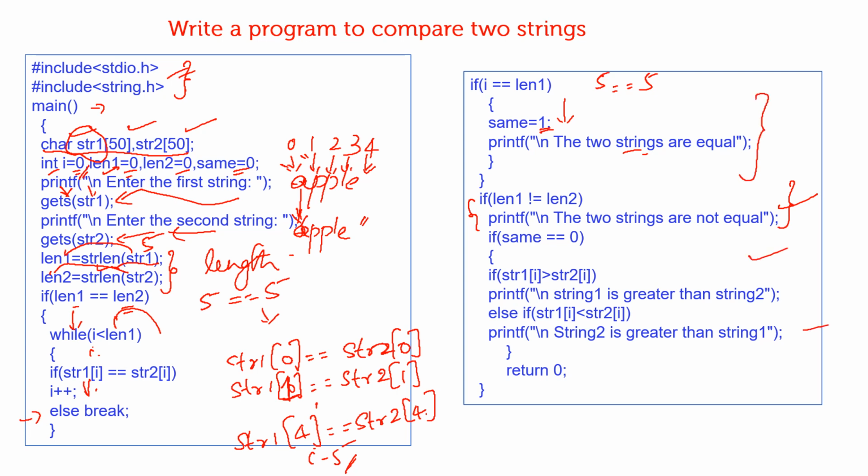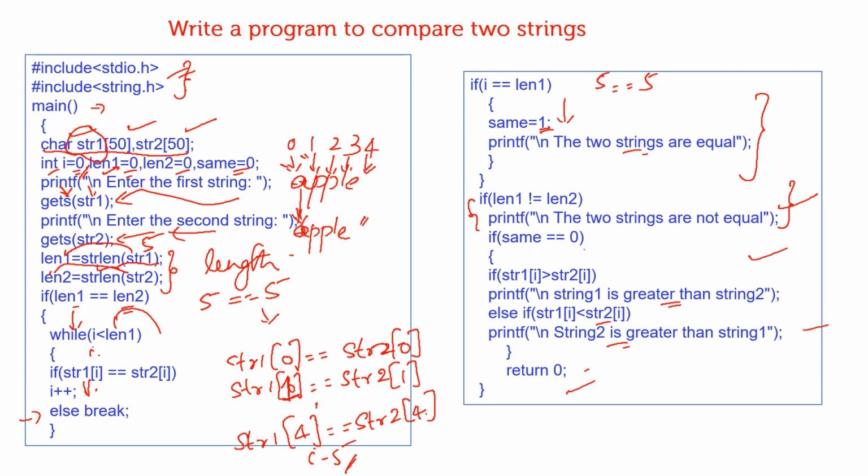Now you have the other two conditions. If same is equal to 0, it will check if string 1 of i is greater than string 2 of i, then printf string 1 is greater than string 2. Else if string 1 of i is less than string 2 of i, string 2 is greater than string 1. Return 0, which indicates the end of the program. I hope you have understood this.